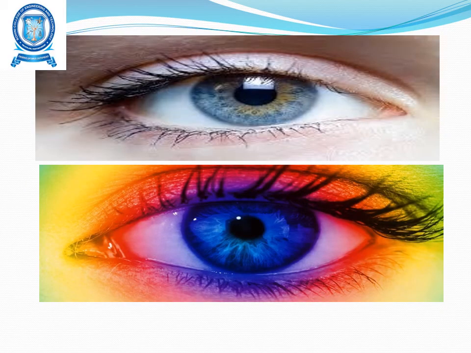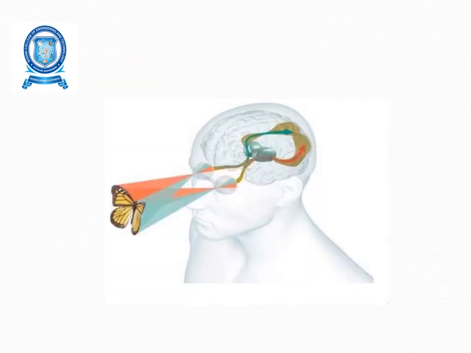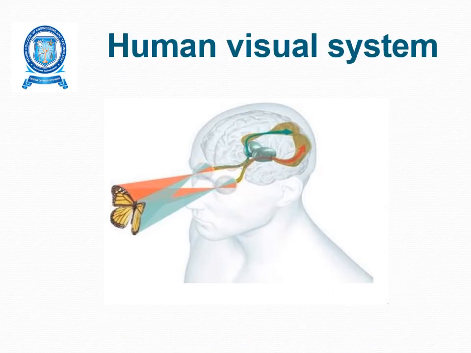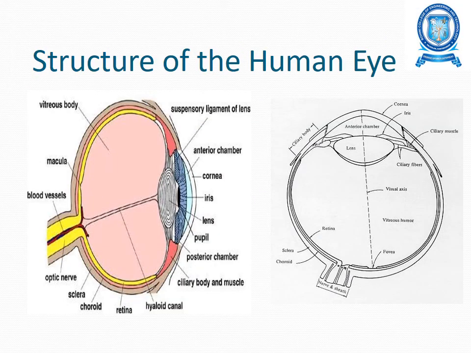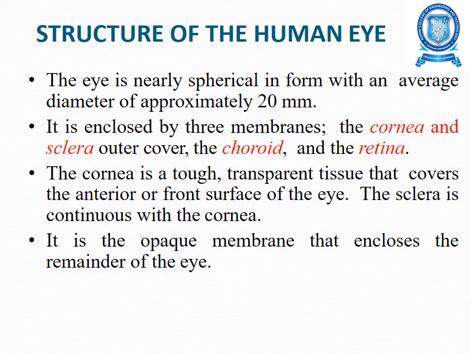For example, we have taken a human eye. So this is how it works. This is the human visual system. Let's see in depth in the upcoming sessions. So this is the structure of the human eye. As you know, the sclera, choroid, retina, optic nerve, ciliary body, and pupil all play a major role in forming the image in an eye. So first let's see the structure of the human eye.